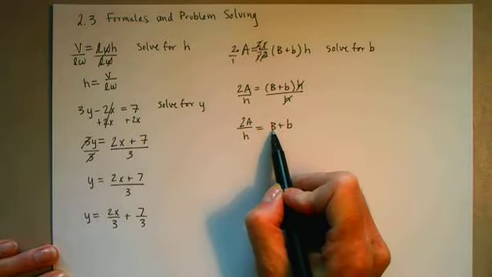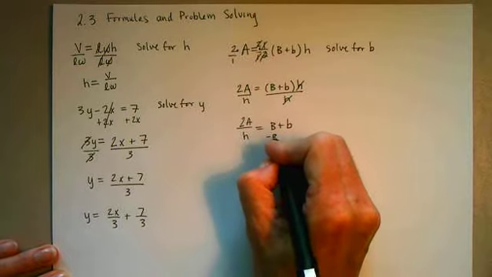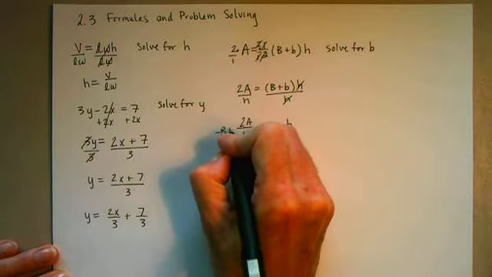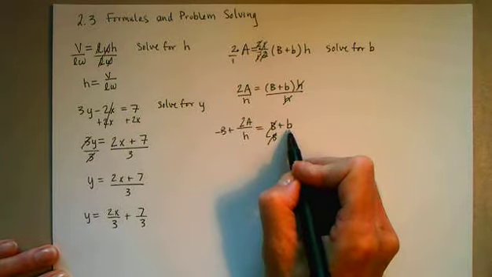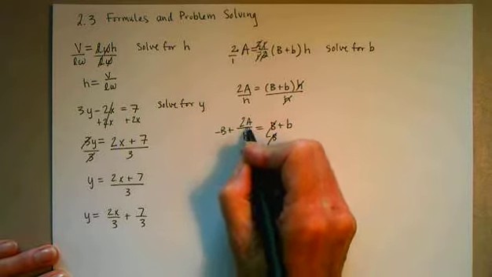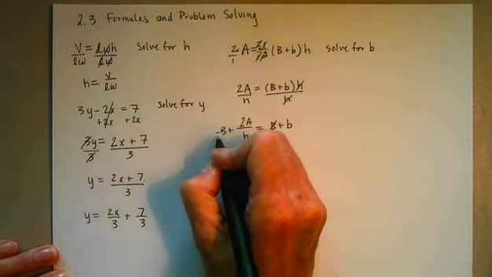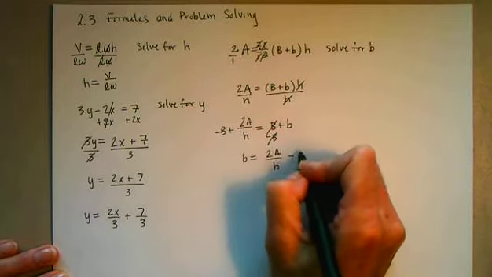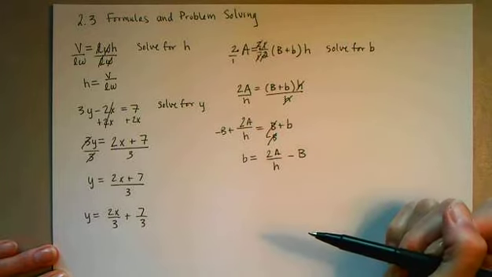So the next thing I have to do is get rid of this, and we're adding it, so I'm going to subtract b from both sides. So here it cancels, and then I'm going to flip-flop it, so don't be confused. I'm going to write this b on the left, and then I'm going to write my 2a over h, and then I'm going to write my subtract b. And you could have negative b plus that. That's equivalent to whichever order you like.